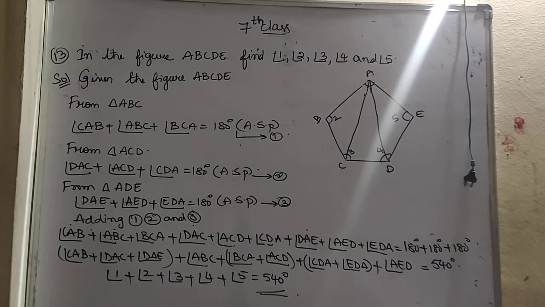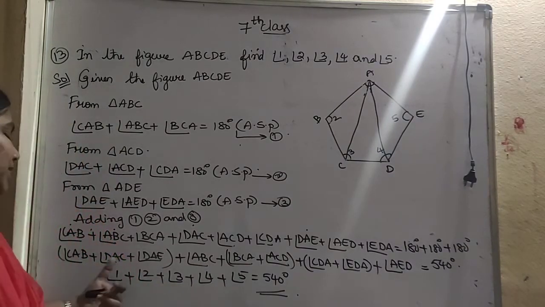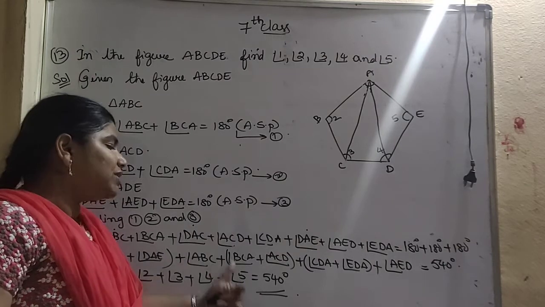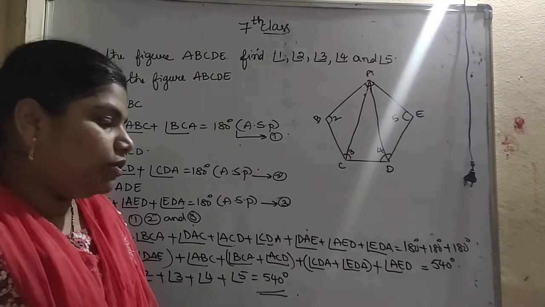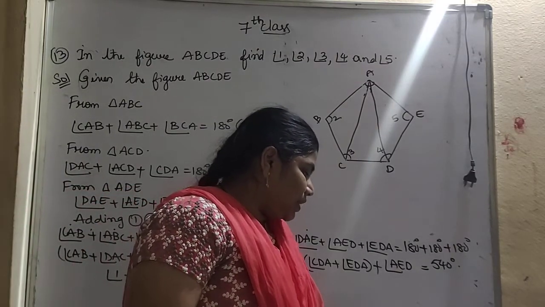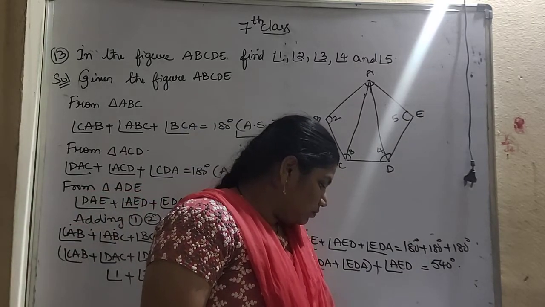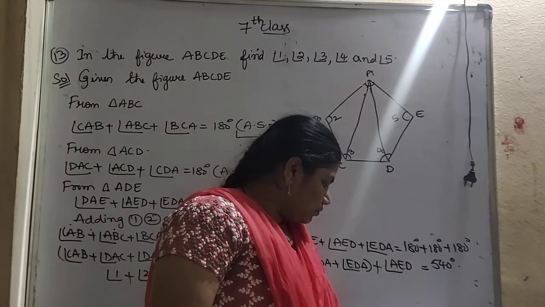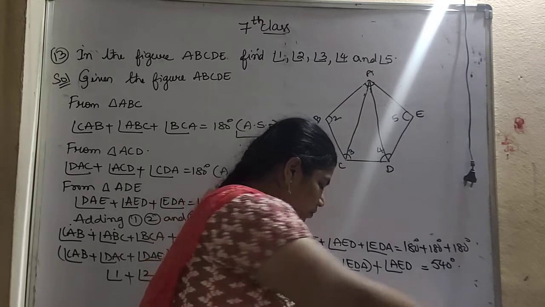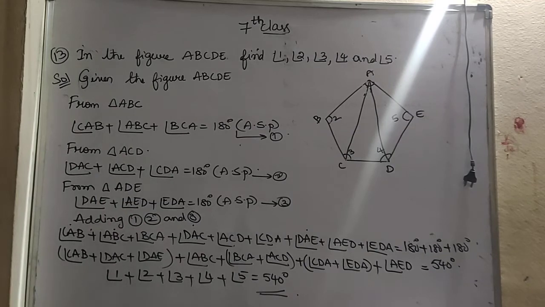So if you add all the angles, how much will you get? You will get 540. That is angle 1 plus angle 2 plus angle 3 plus angle 4 plus angle 5 will be equal to how much? 540 degrees. So this is our 13th solution. This is the last solution in this exercise. Next we are going to start our next exercise. Next exercise is the fourth exercise. Next is exercise 4.